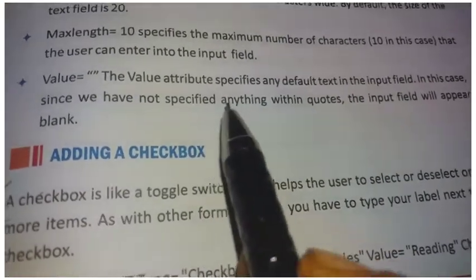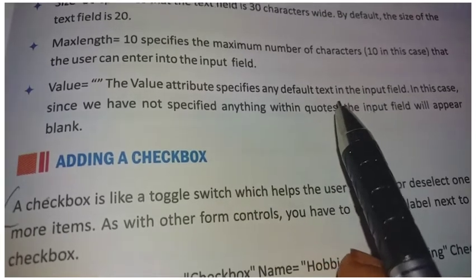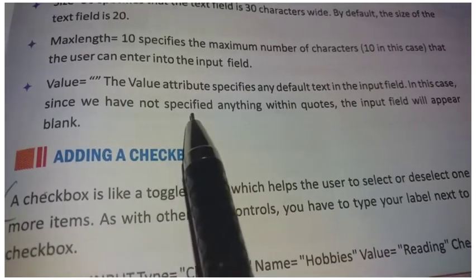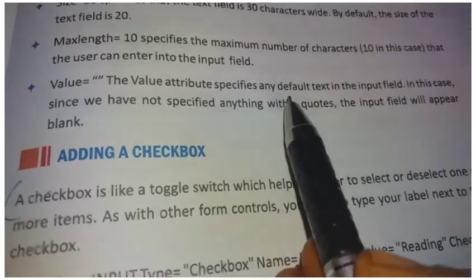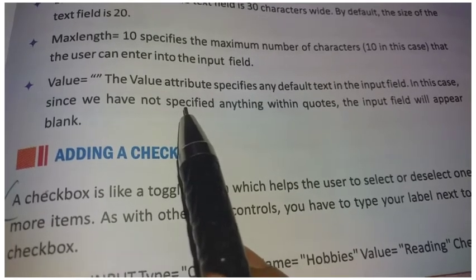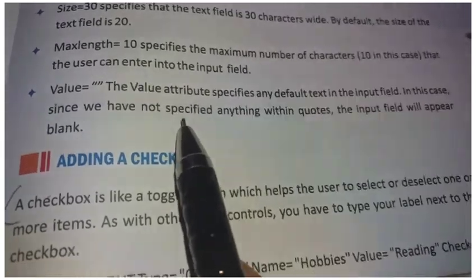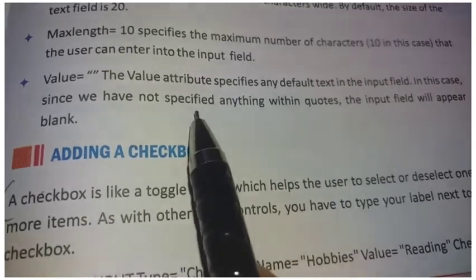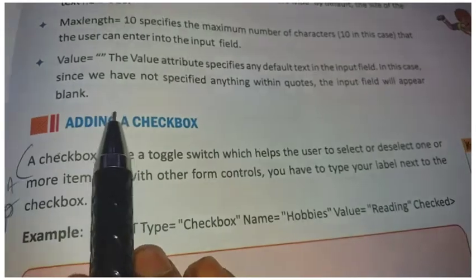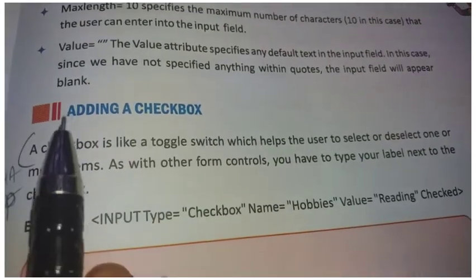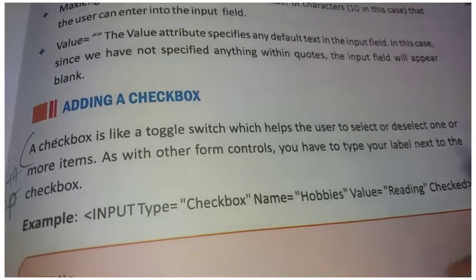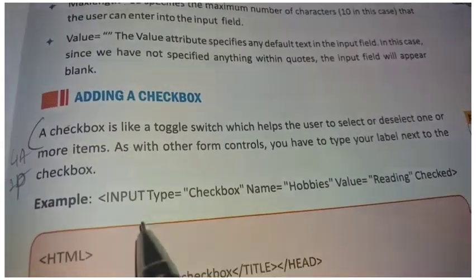Value: the value attribute specifies any default text in the input field. In this case, we have not specified anything within the quotes. If you are entering a number, there is no need to specify double quotes. If you are writing text, then you should specify it in double quotes. Next, adding a checkbox. How to add an input text box? Open the input tag, type equals text, like that.